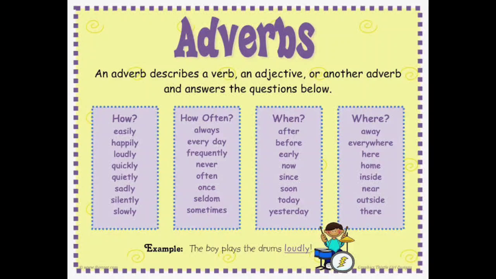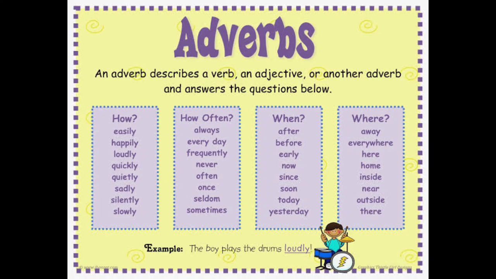Let's move on to the next type of adverb, that is adverb of frequency. That means for the question, how often the action happens, how frequent the action is. For example, these are the words: always, every day, frequently, never, often, once, seldom, sometimes. These are the words that show how often the action takes place. These are the examples of adverb of frequency, children.